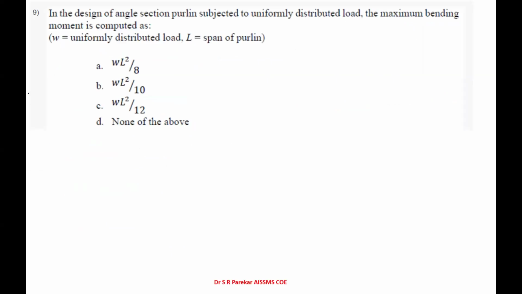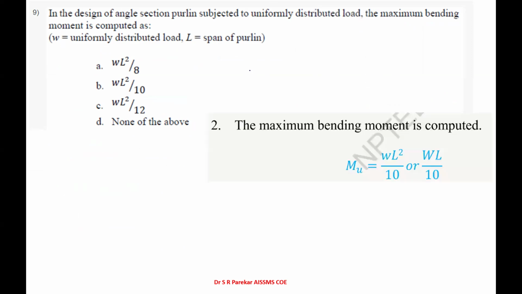And then last we have, in the design of angle purlin section subjected to UDL, the maximum bending moment is calculated. So this is given by WL square by 10. So WL square by 10. So we have the option that is B.